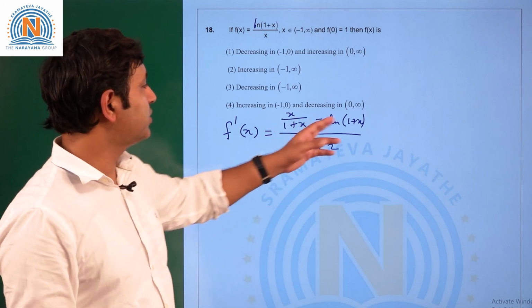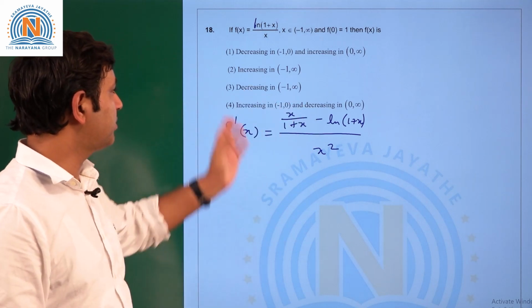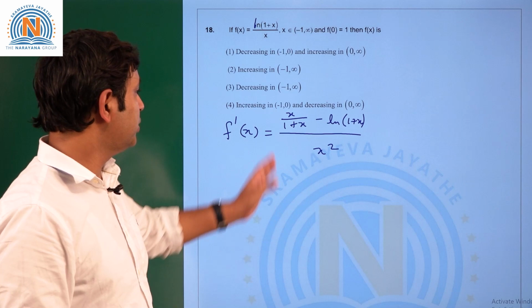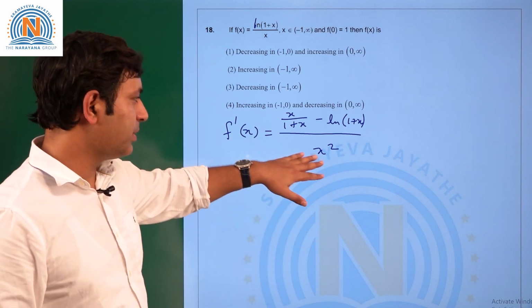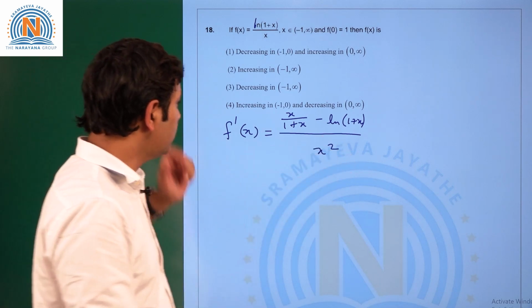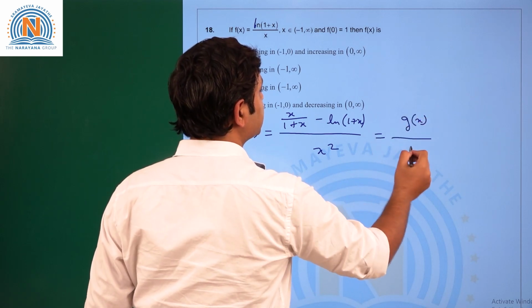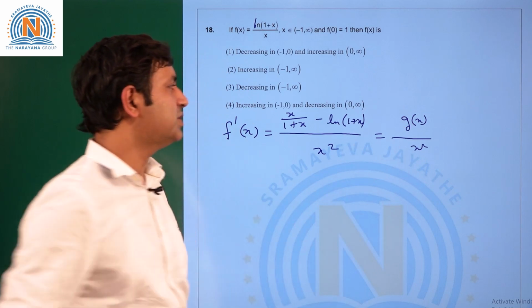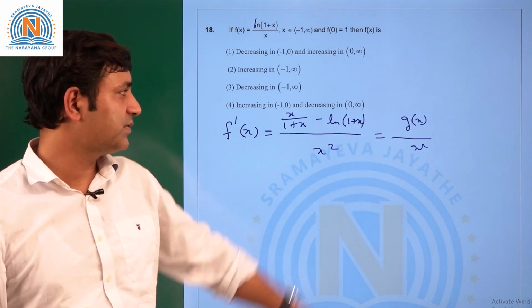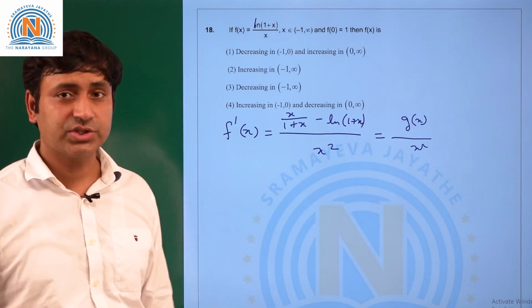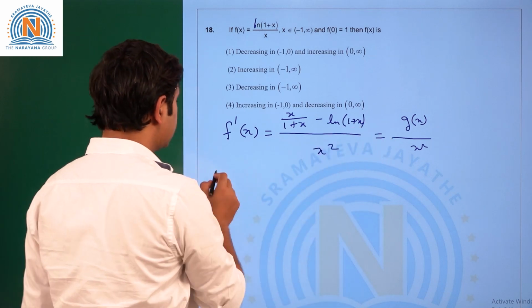Now we have to decide whether the numerator is positive or negative based upon which interval we are in. The denominator is always positive, we can ignore that. Numerator, let us take as g(x). So it will be like g(x) upon x square. And let's concentrate on g(x) now, because whatever is the sign of g(x) is the sign of f dash x.